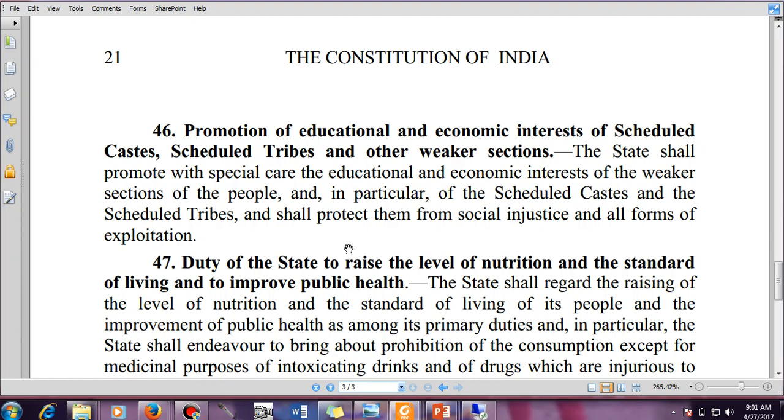Article 46 says about promotion of educational and economic interest of scheduled castes, scheduled tribes and other weaker sections. That means we have to take special care for these classes. The state shall promote with special care the education and economic interest of the weaker section of the people, and in particular of the scheduled castes and the scheduled tribes, and shall protect them from social injustice and all forms of exploitation.